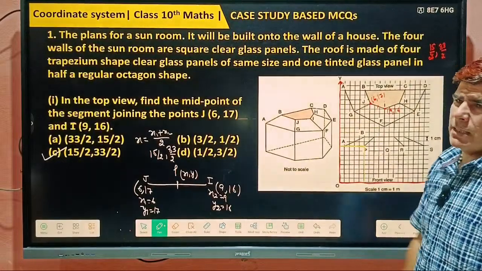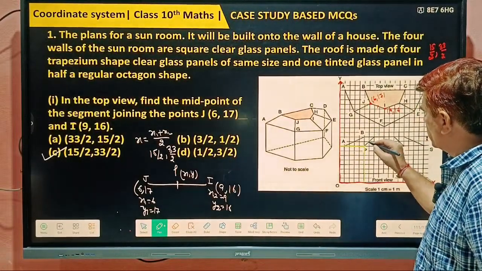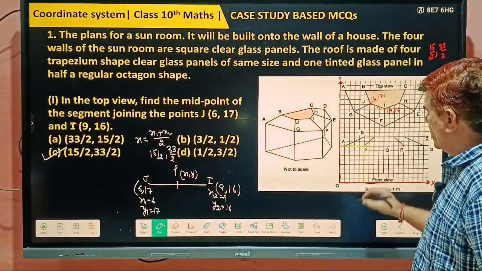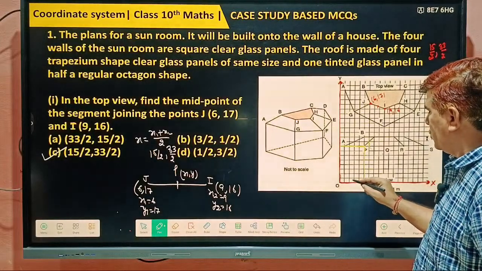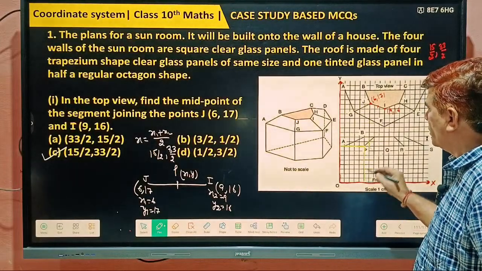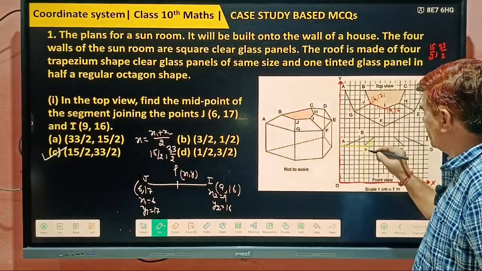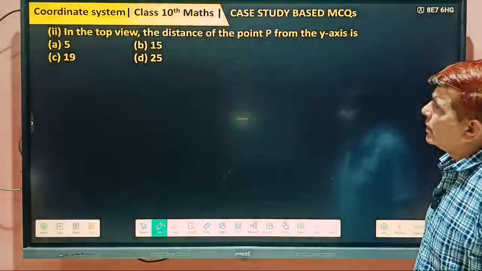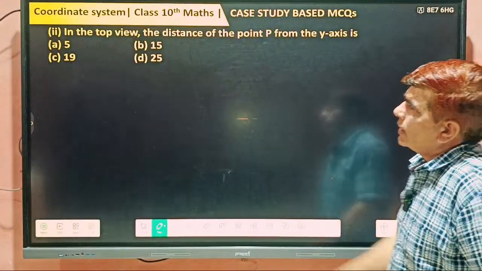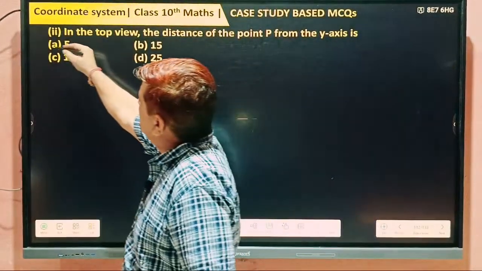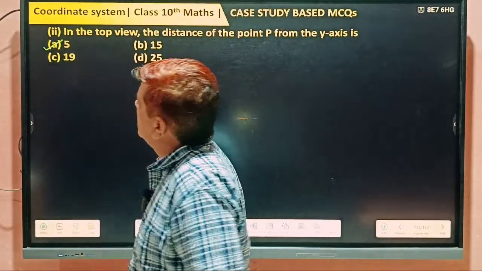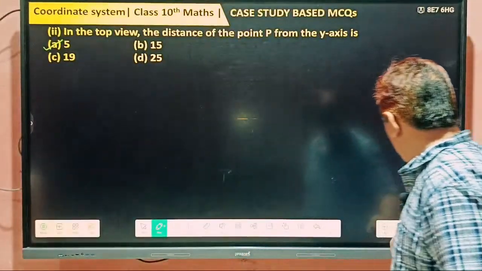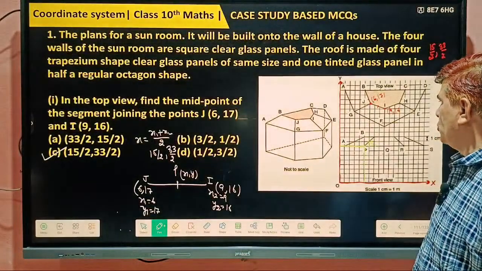Distance from the y-axis meaning x coordinate. So you can find out 1 unit, 2 units, 3 units, 4 units, 5 units. So it is 5 units. So its answer is how much? Directly written, 5 units. Second is its answer.